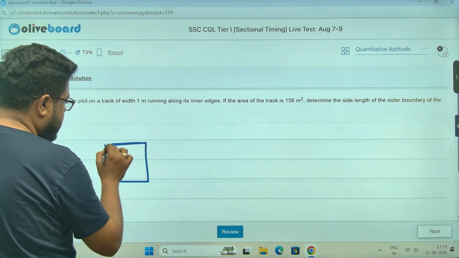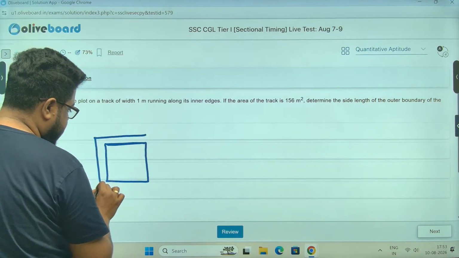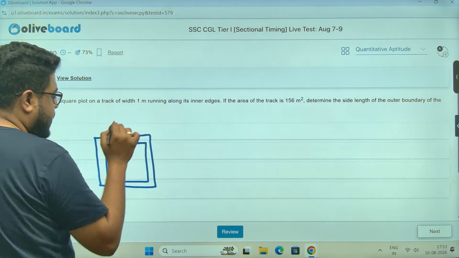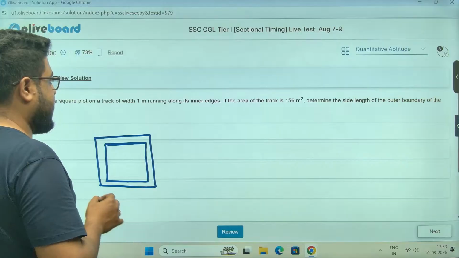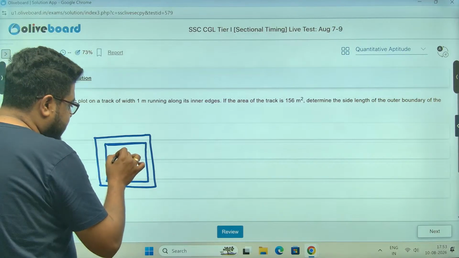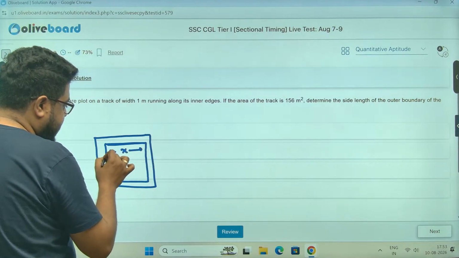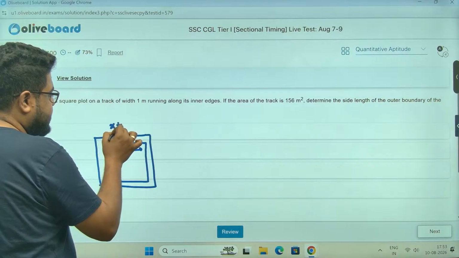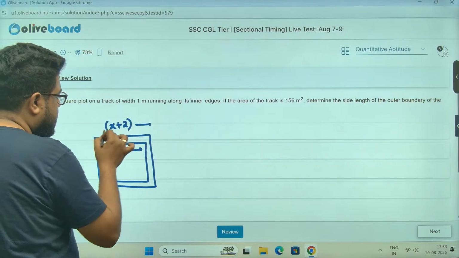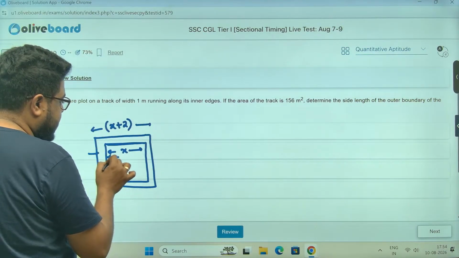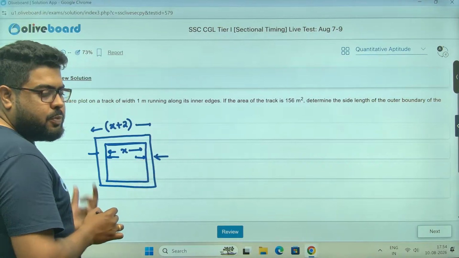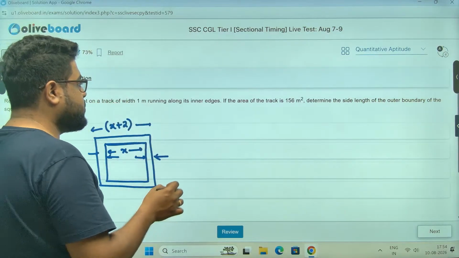Square plot, and there is a track on the inner edge. So this is the outer square. If I take the side length as x, then the outer length will be x plus 2. Why? Because 1 meter here and 1 meter here, so both give x plus 2.